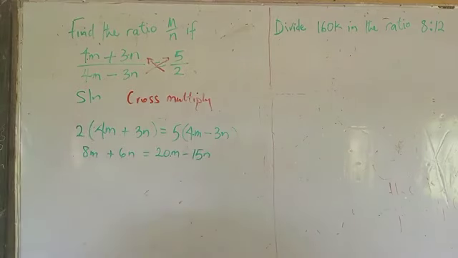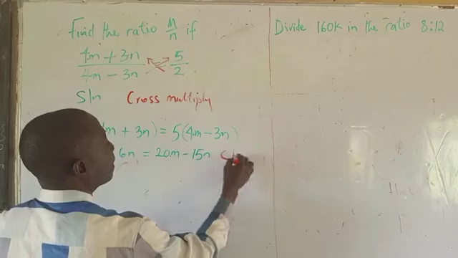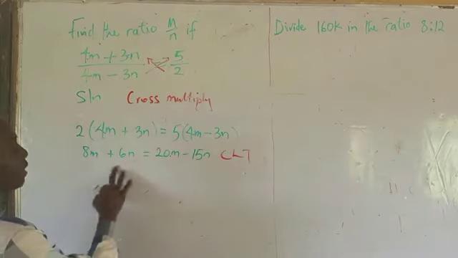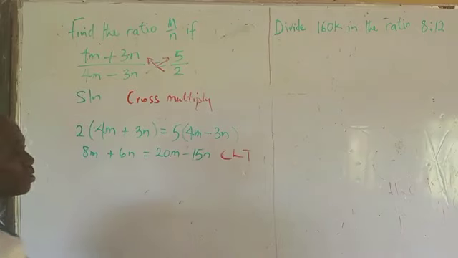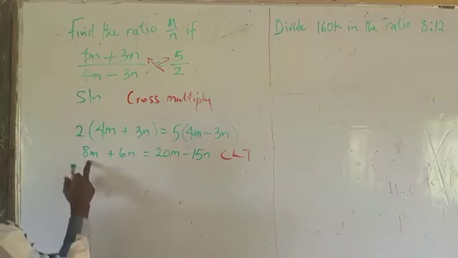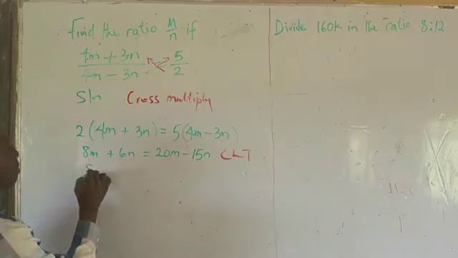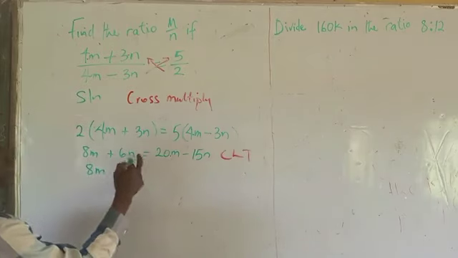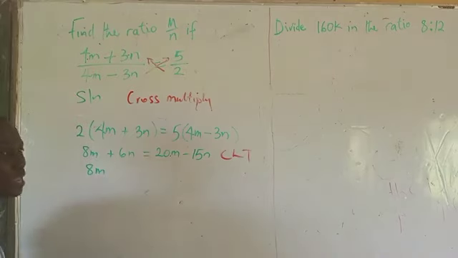So the next thing we'll do, we'll collect like terms. What are like terms? The terms that contain m, let it be on one side, and the ones that contain n be on the other side. That is the like terms. So we have 8m here, we let 8m be here. Any other terms that contain m is 20m. As we are moving it over and crossing the equal sign, it becomes negative.